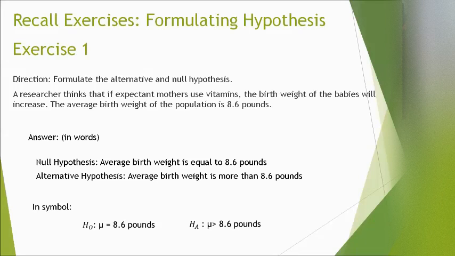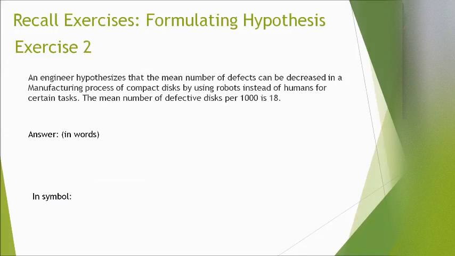Okay, so let's try another exercise. We have exercise number 2 for formulating hypothesis. The second problem: an engineer hypothesized that the mean number of defects can be decreased in a manufacturing process of compact discs by using robots instead of humans for certain tasks.